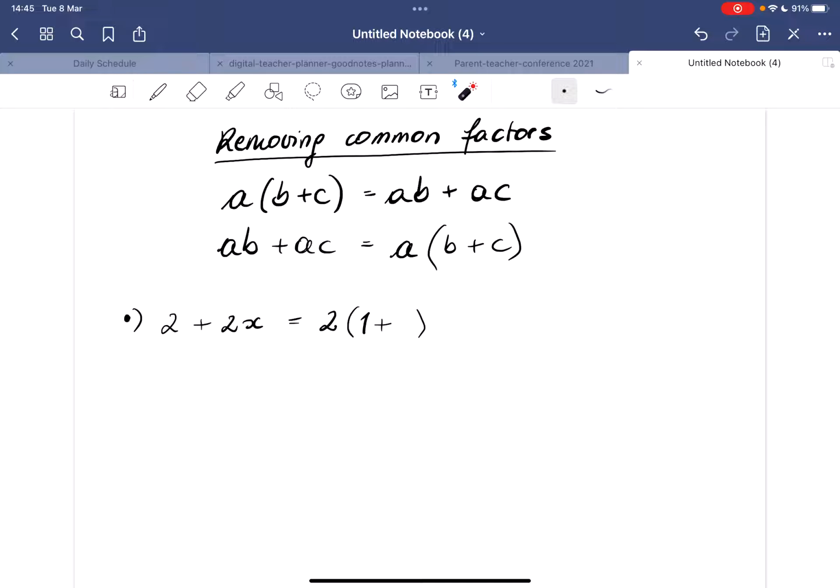Plus. And now 2 multiplied by what gives me 2x? What do I need to multiply 2 with to get 2x? Yes, x. 2 times x gives me 2x. Okay? And if you're unsure whether you did the right thing, you can use the distributive law here to check.